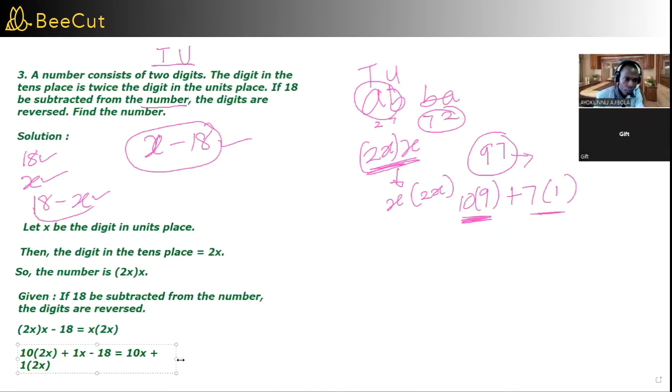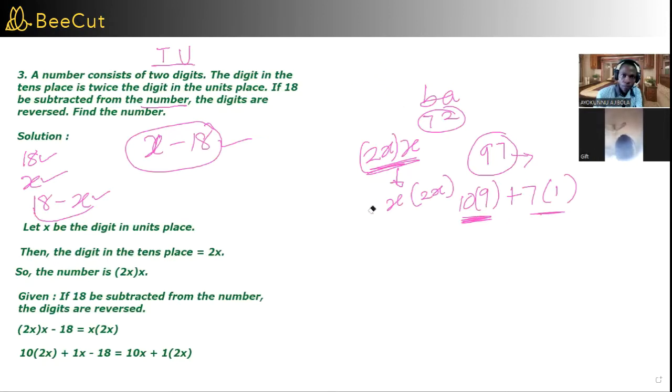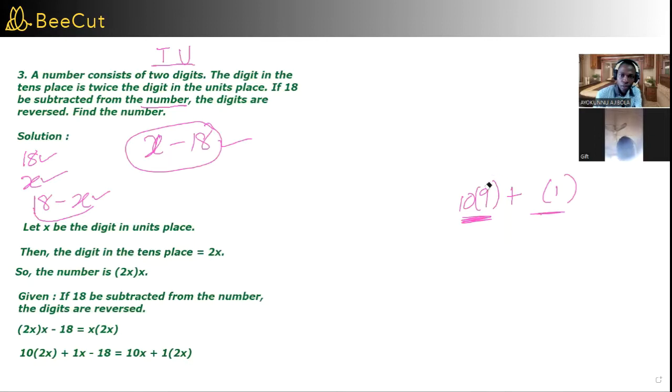That we have 10 times our number in the tens place, plus 1 times our number in the unit place, minus 18, equal to 10 times the tens place and 1 times the unit place in the reverse. So in this case, let me erase all the ones that I used to explain to you now, so that we can utilize the space for continuity of the solution.